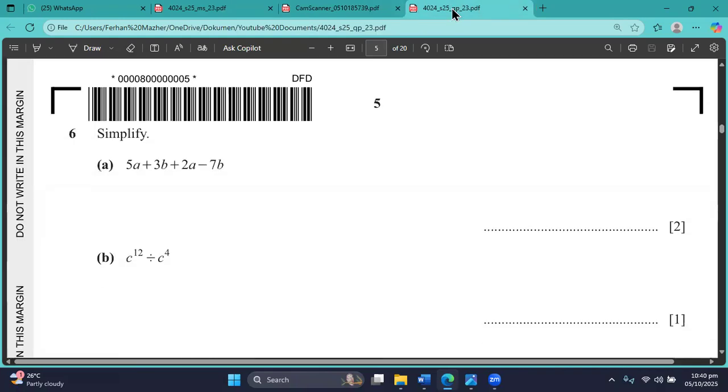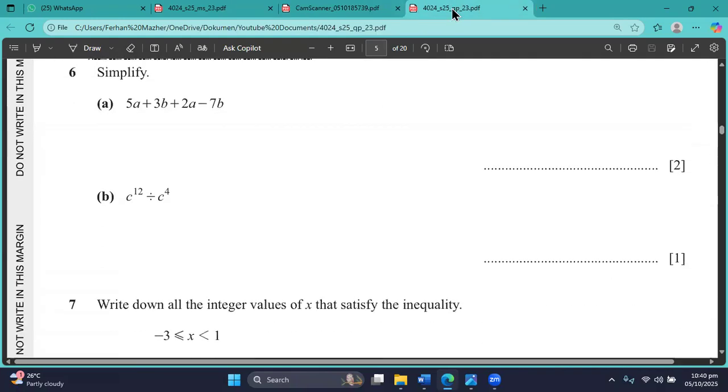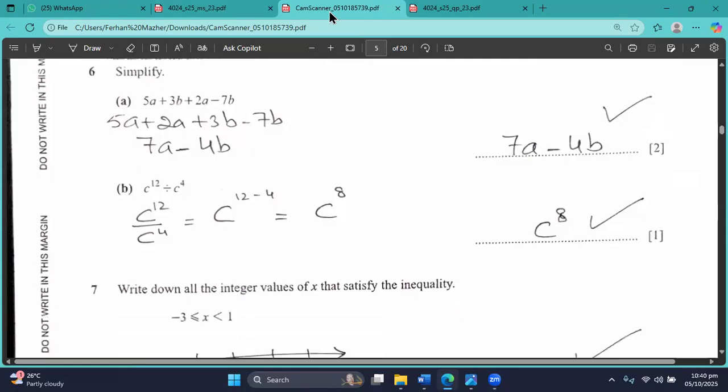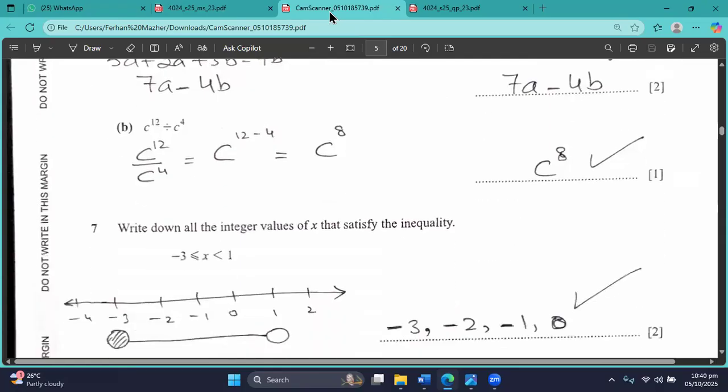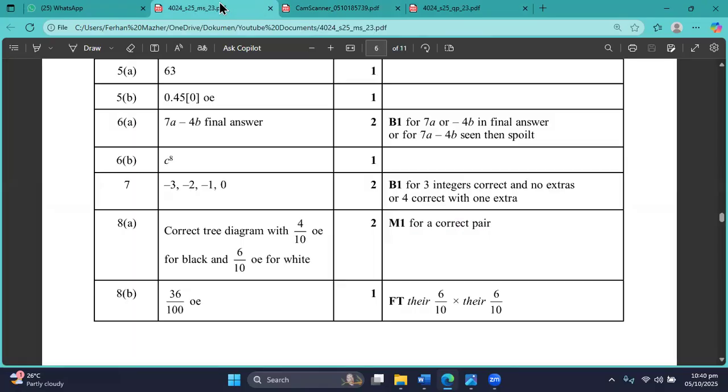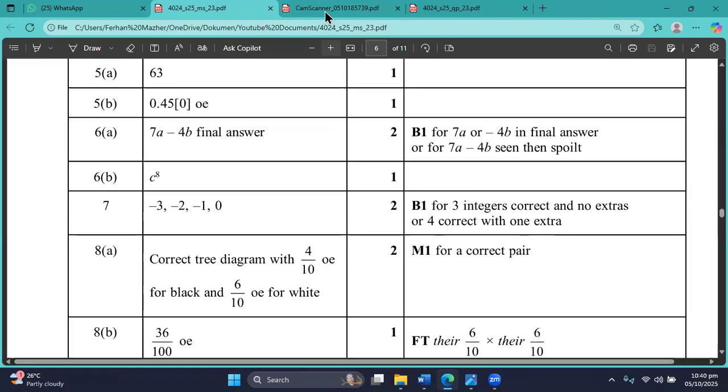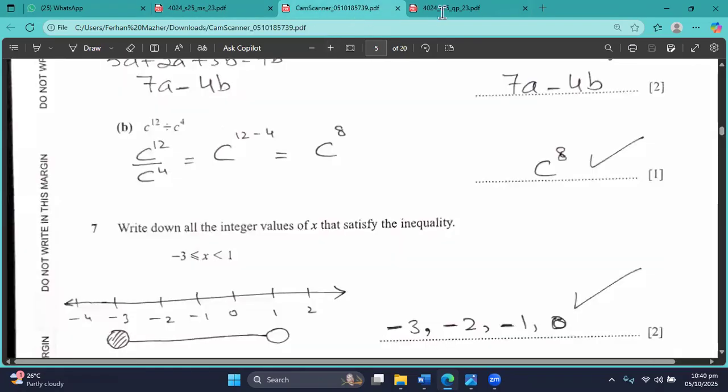Question number 6, and it's B part. C raised to power 12 divided by C raised to power 4. So I can write this in terms of a fraction. So C raised to power 12 minus 4, because when dividing, the powers are subtracted since the base is the same. So C raised to power 8. C raised to power 8 is the right answer, sir. This is how I have done this.